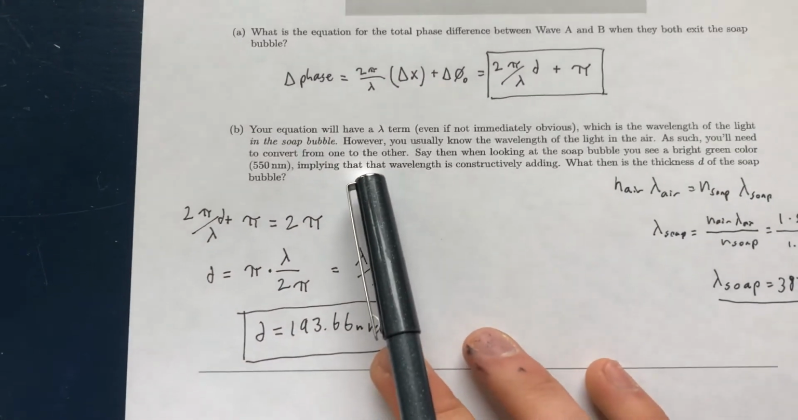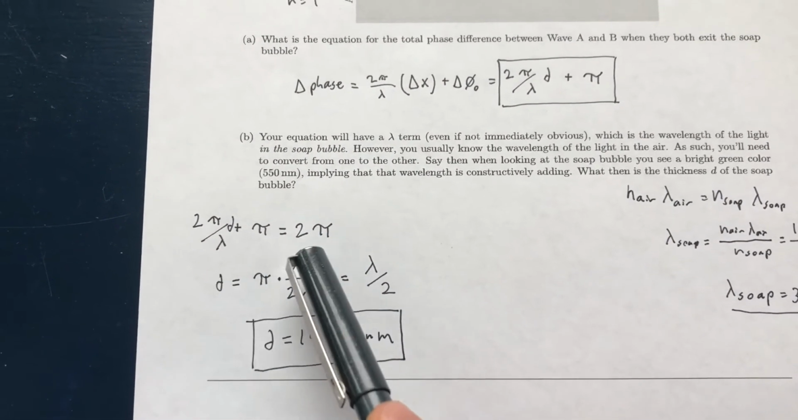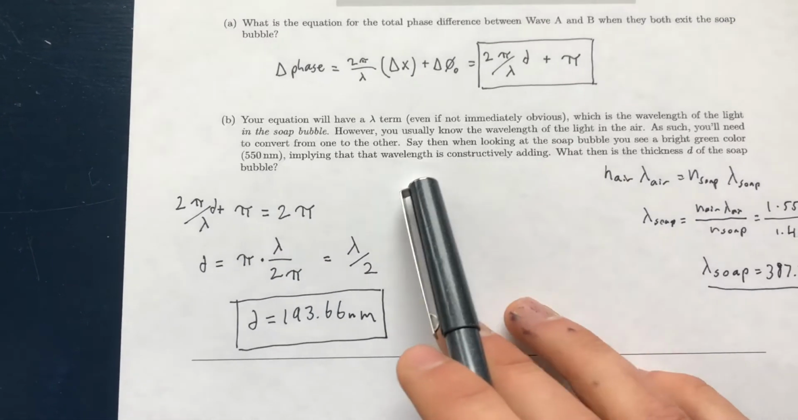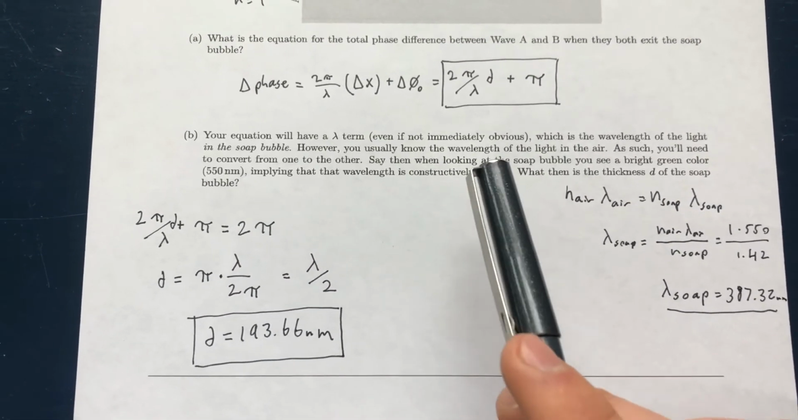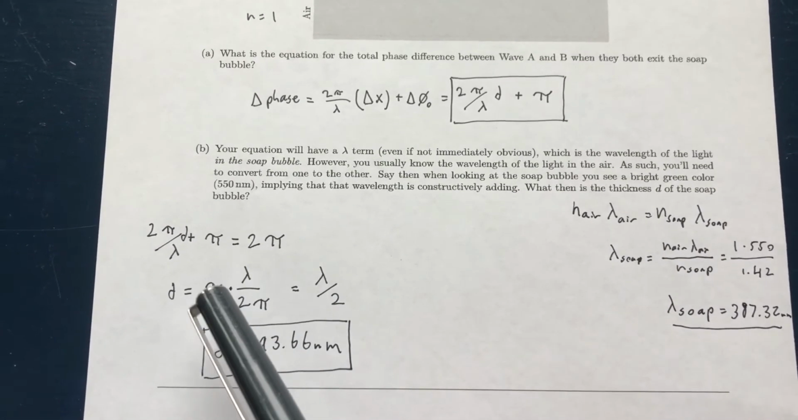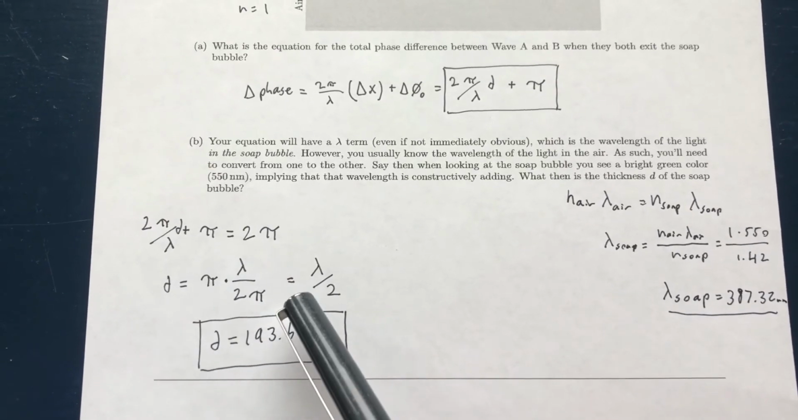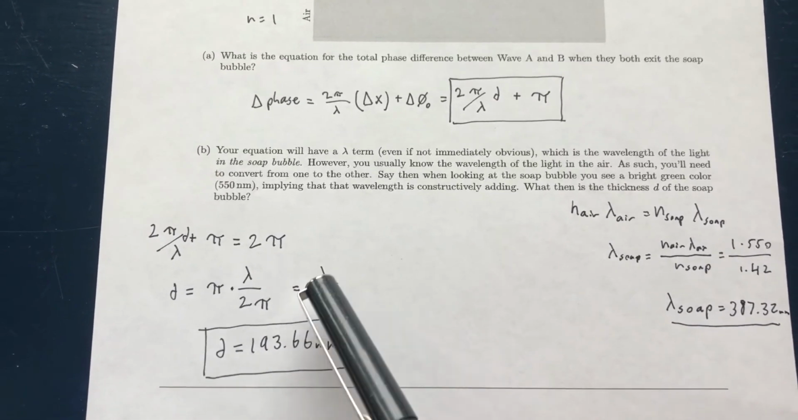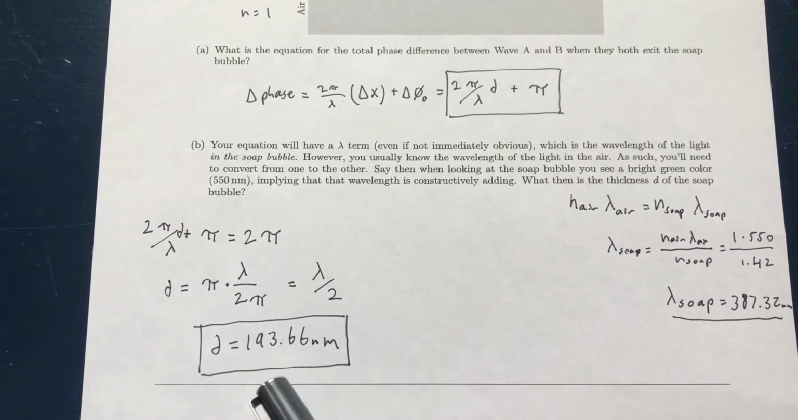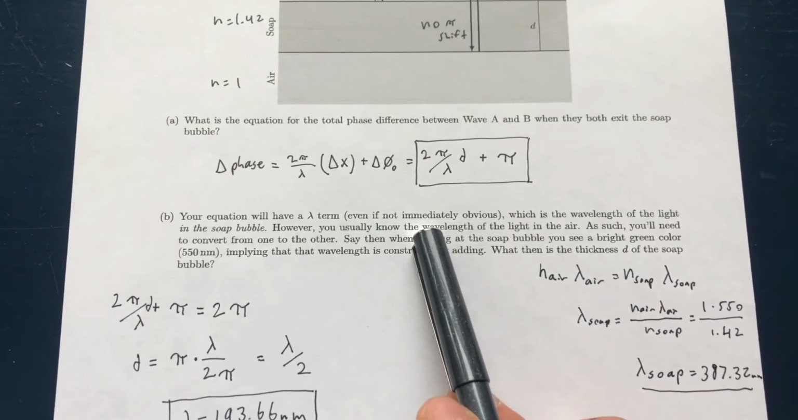Then all we have to do is put that into our equation, and we set that equal to 2 pi because we are given that it is constructively adding. So that's why we have a 2 pi there, and we do our algebra. So we end up with an equation that d equals the wavelength divided by 2, so then d equals 193.66 nanometers.